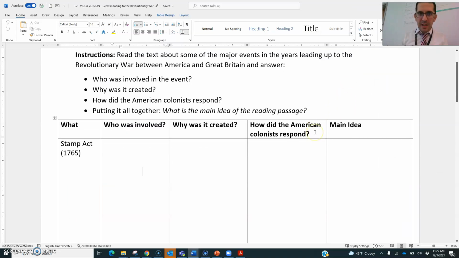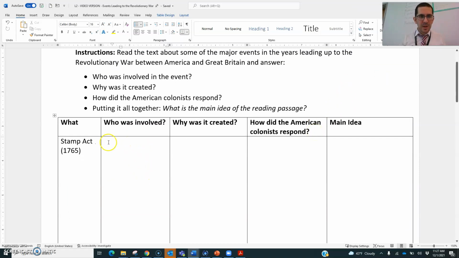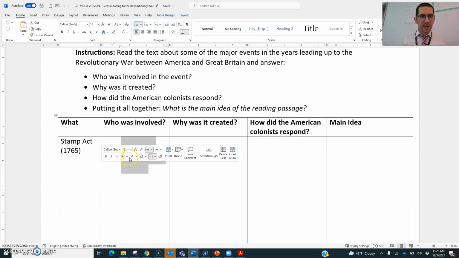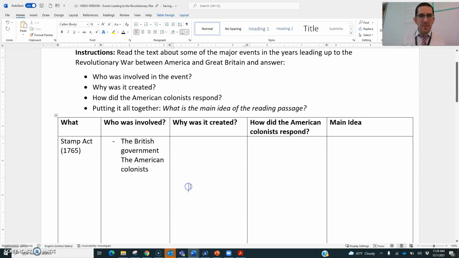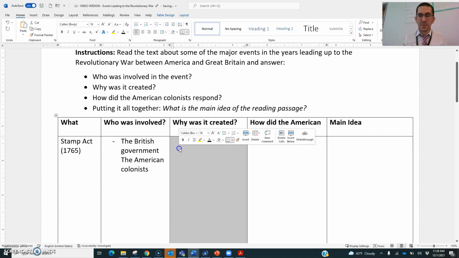We've just done our reading, so we want to answer these questions. Who was involved when it came to the Stamp Act? Well, let's take a look. We know it was the British government and the American colonists who were involved in the Stamp Act. Those are the two groups of individuals who were involved.